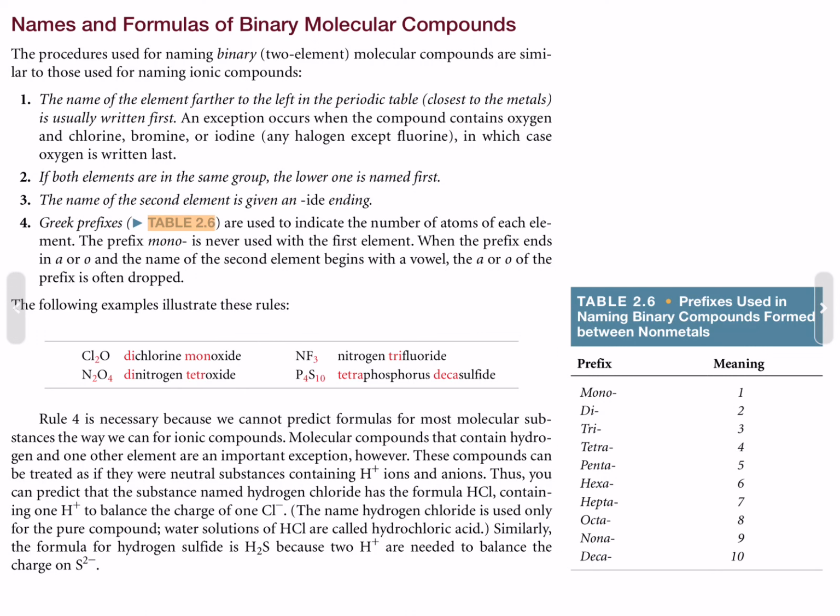If both elements are in the same group, the lower one is named first. Number 3. The name of the second element is given the ide ending. Greek prefixes are used to indicate the number of atoms of each element. The prefix mono is never used with the first element. When the prefix ends in a or o and the name of the second element begins with a vowel, the a or the o of the prefix is often dropped.